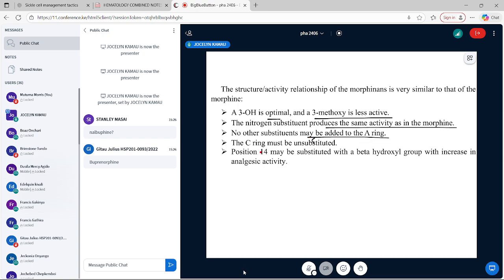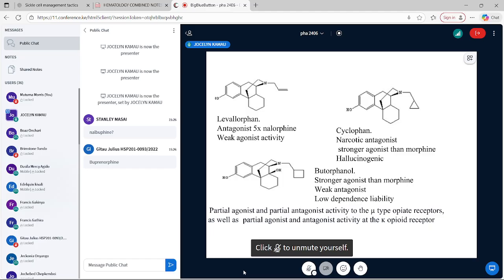No other substituents may be added to the ring. As we have said, the C ring must be unsubstituted. As you have seen, we've removed the 6-hydroxyl group. We have even saturated the ring. Position 14 may be substituted with a beta-hydroxyl group with an increase in analgesic activity. So we are saying the SAR of the morphinans is the same as the SAR of the other compounds. Therefore, we can introduce groups here as we have done.